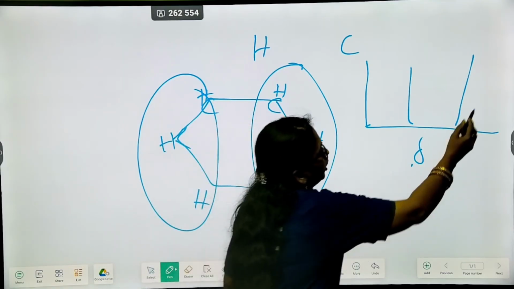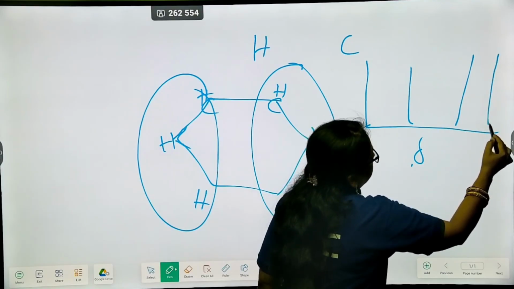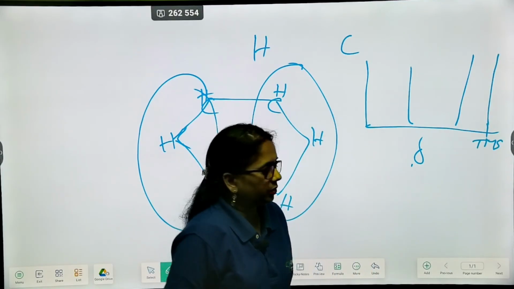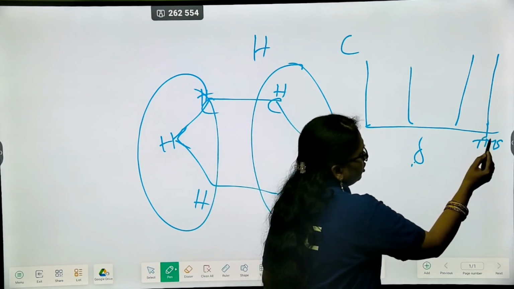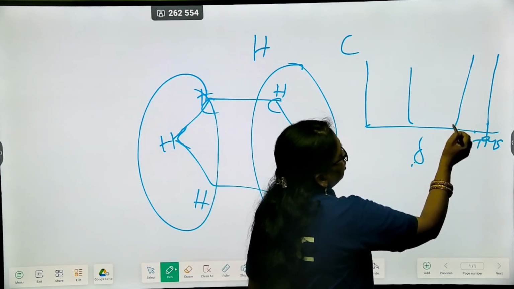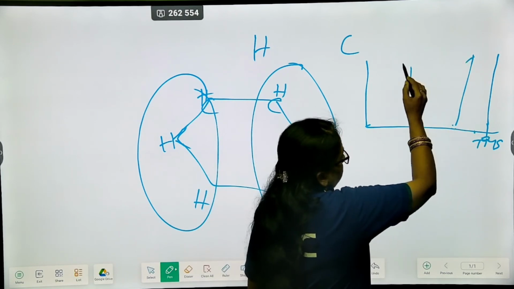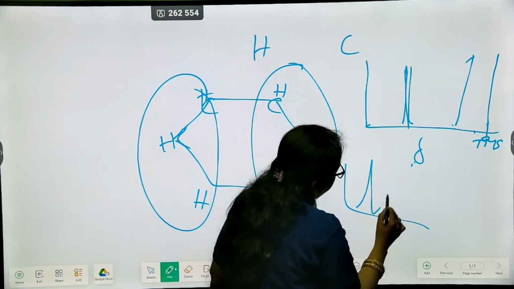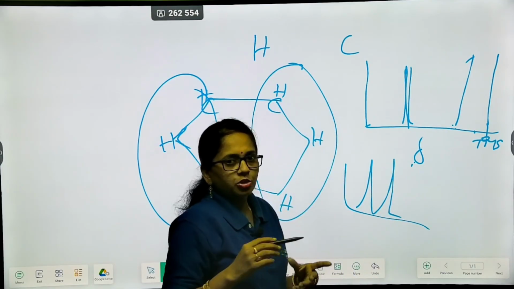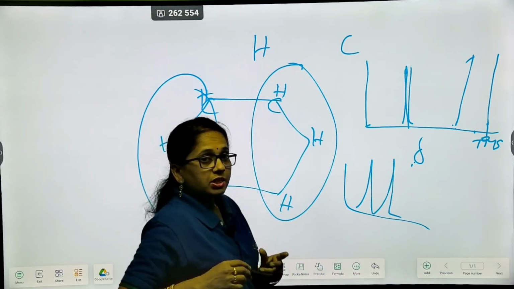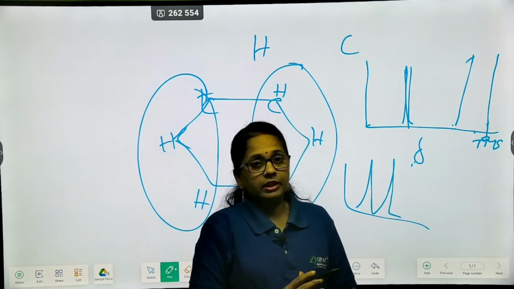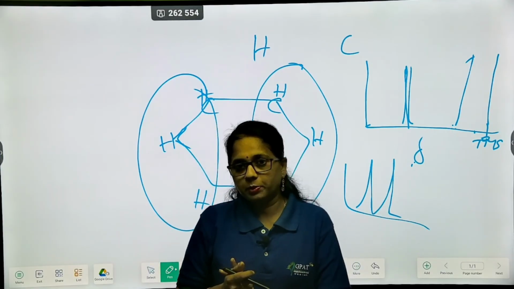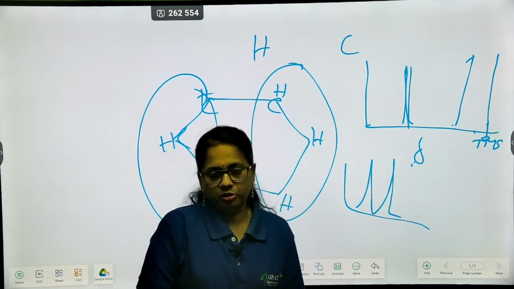So initially you see the TMS peak here. For TMS, the chemical shift value is 0. Then you are going to see the different peaks in the NMR. In the NMR you are not going to see a bell shaped curve; you observe straight lines, but you are going to see peak splitting. That is due to the non-equivalent hydrogen atoms present on the neighboring atom.